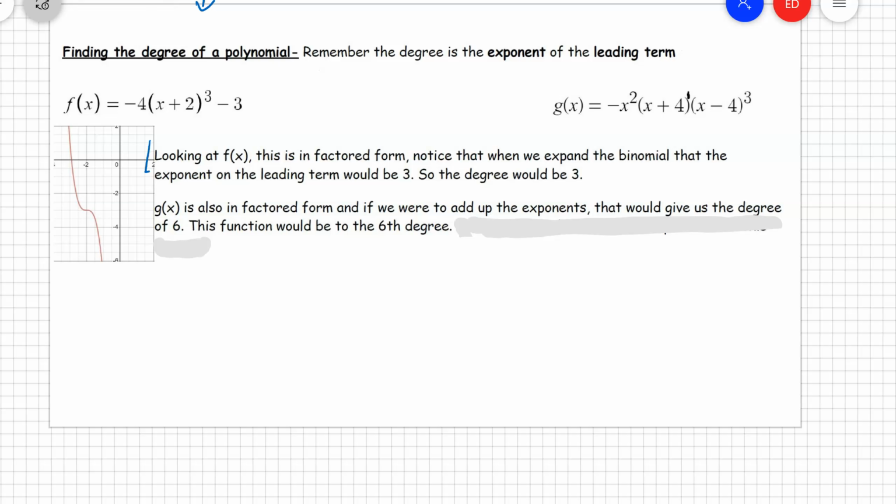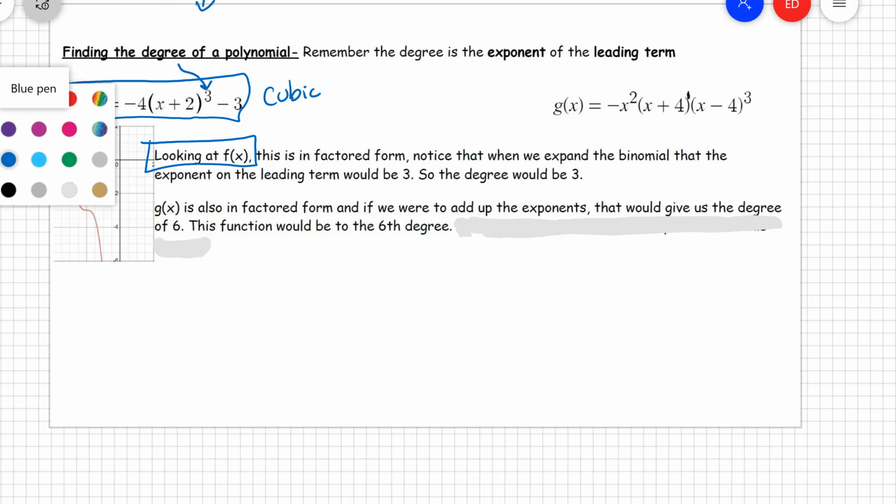But if you don't have multiple binomials, then look at the first one. So if we're looking at f of x, which is this equation right here, and we're just looking for the degree. Now remember, the degree represents the exponent. Okay, in this factored form, notice that when we expand the binomial, the exponent of the leading term would be 3. So the degree of the polynomial would be 3. So this is a cubic polynomial.